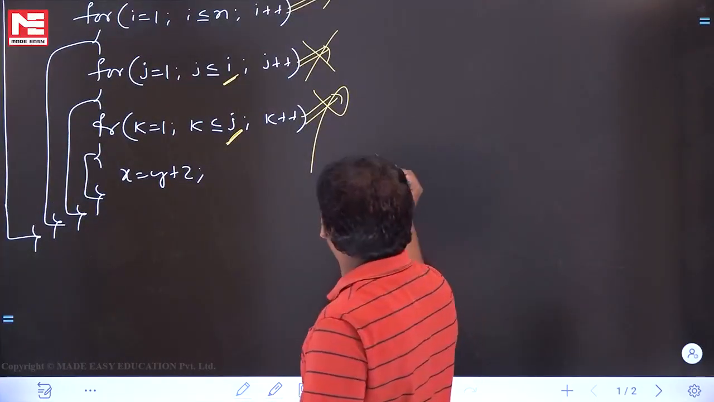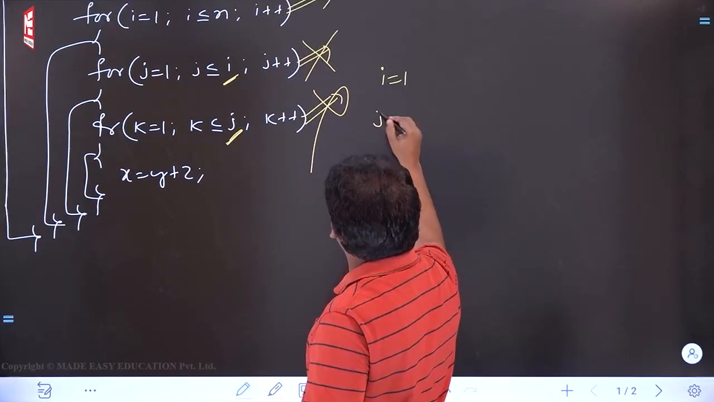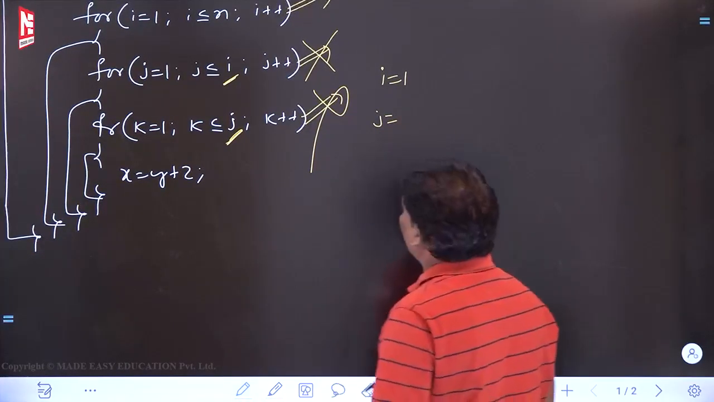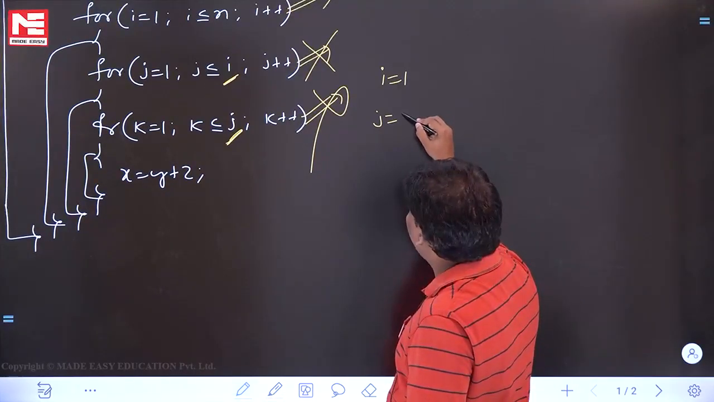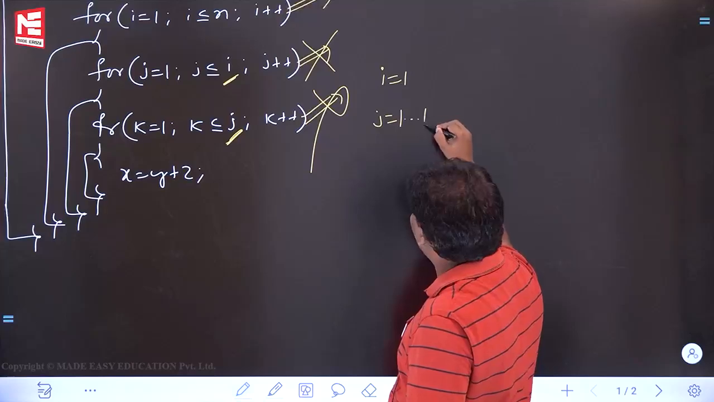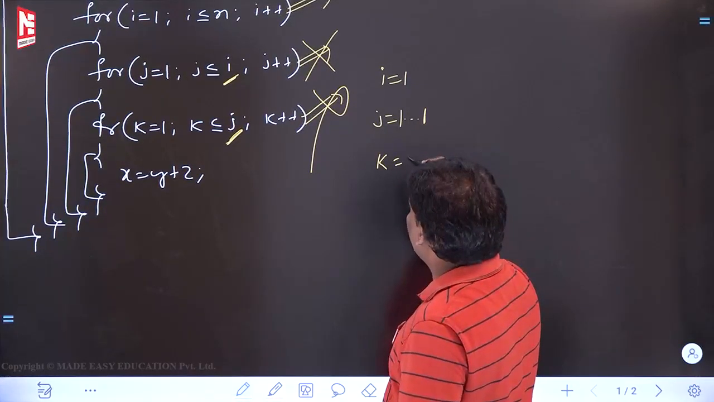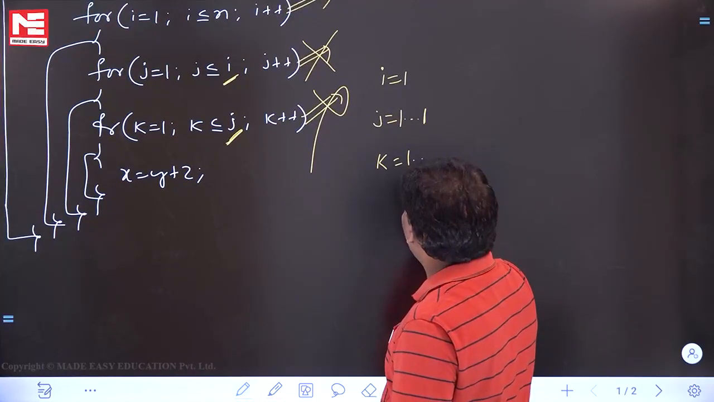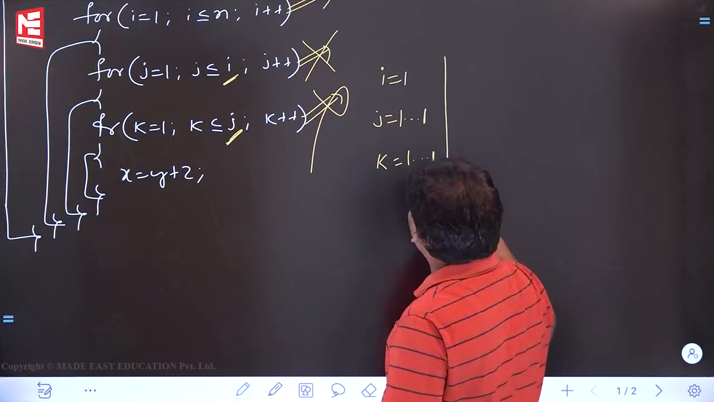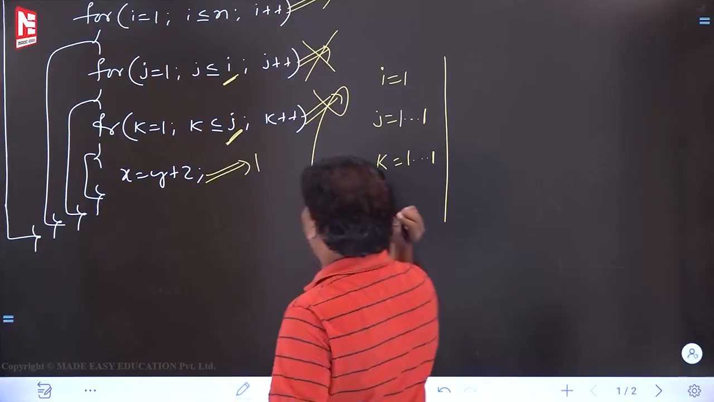Let's see this one. I'm starting, doing it manually. I is equal to 1. What about J loop? J loop is 1 to I. I value is 1 only, so 1 to 1 means 1 time only. J loop is 1 time. K loop, what is the answer? K loop is going to be 1 to J. J is 1 only, so 1 to 1. So finally, for I equal to 1, this statement will execute 1 time only.